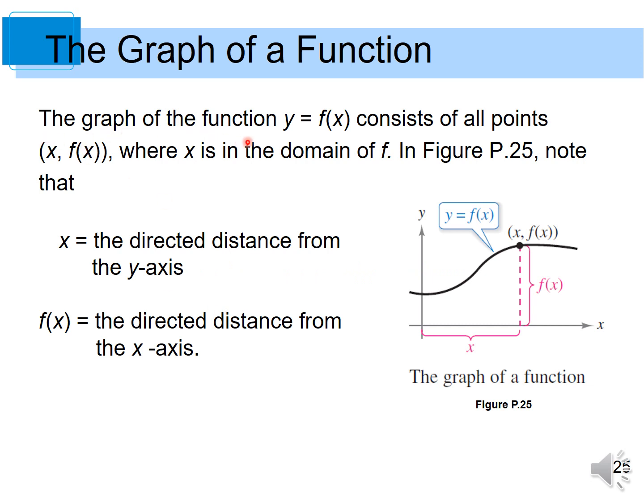The graph of the function y equals f(x) consists of all points (x, f(x)), where x is in the domain of f. In the figure, x is the directed distance from the y-axis. This is x, the distance from the y-axis. f(x) is the directed distance from the x-axis. This is f(x), the height from the x-axis.